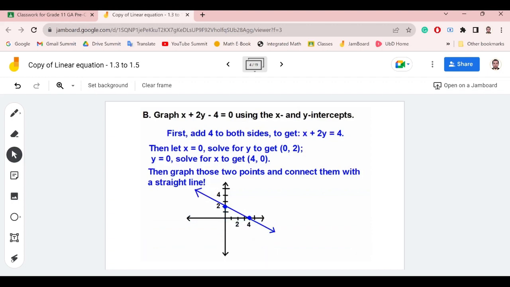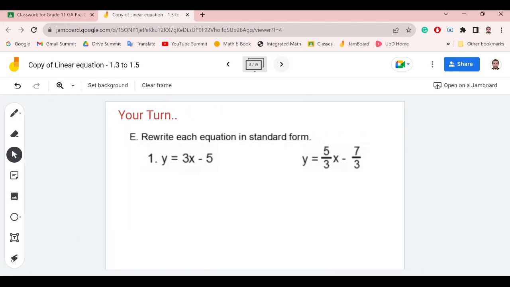Now let's go to the next. Okay, good. Next one. Can you rewrite this equation in standard form? No, they are not in standard form. They are in the y-intercept form.